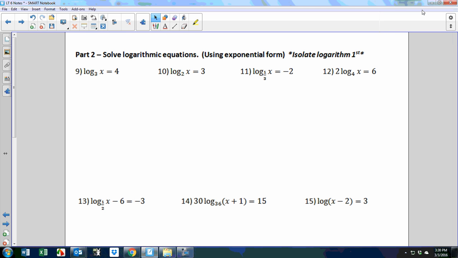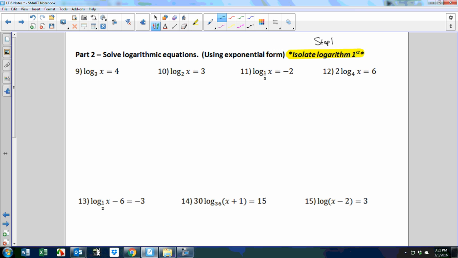And now finally, the last video of the unit, Learning Target 6 Part 2, Solving Logarithmic Equations. Again, you could probably do some mental math with this, but I encourage you to follow the steps for those that are a little bit more difficult than others. So step 1, isolate the logarithm.